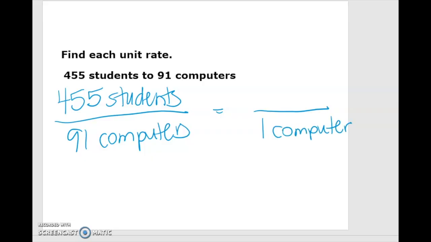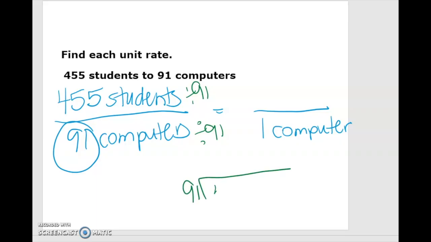So what are we going to do? We're going to look at our denominator and we're going to divide by 91. Now, this is probably a division that you're like, yikes, I'm not doing that in my head, and that's fine. So 91 divided into 455, and you're like, oh, God, okay. Well, 90 is close to 100, right? So 100 would go into 400 about 4 times, but this is more than 400. It's almost 500. So I'm going to estimate about 5 times.